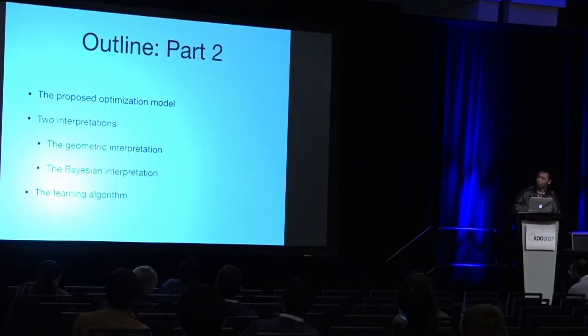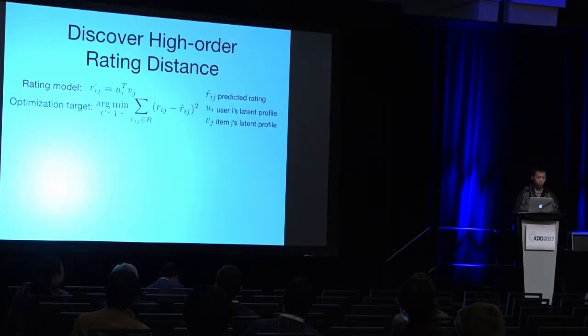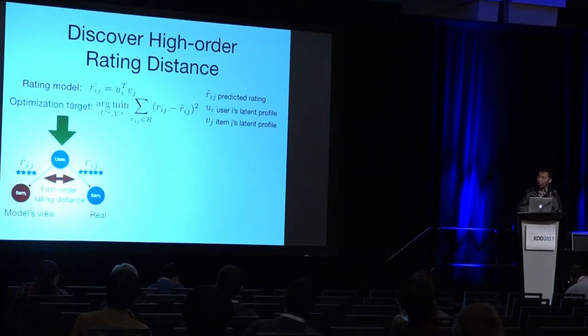Okay, then let's go to the second part. Actually, we have 3 subparts in this part. And let's first go to the optimization model. Here's the basic formulation for MF, right? And what MF actually does is to minimize the difference between the rating Rij and the predicted rating R hat Ij, which we call first order distance.